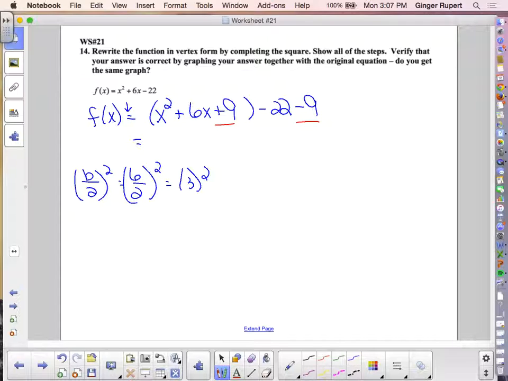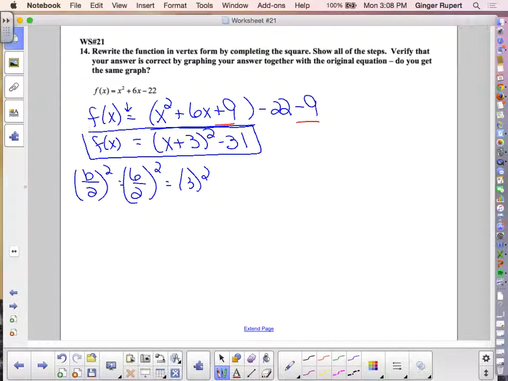So now take your perfect square trinomial, write it as a binomial squared, and there you will have vertex form. F of x or y is equal to x plus 3 squared minus 31. And I did put those both in my calculator, and I had the same equation.